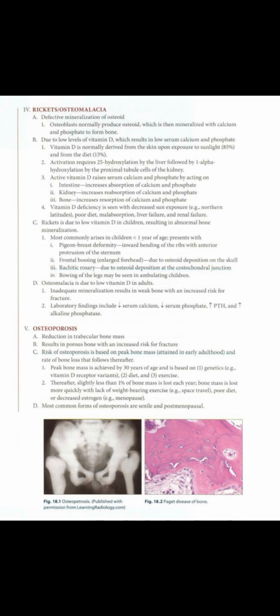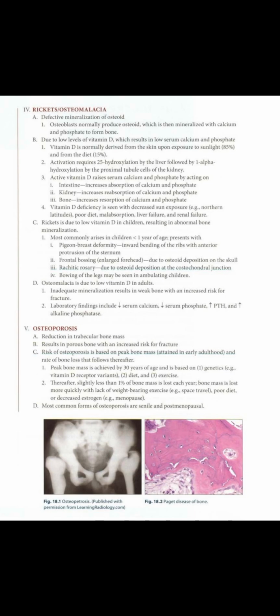Number 5. Osteoporosis. Reduction in trabecular bone mass results in porous bone with an increased risk for fracture. Risk of osteoporosis is based on peak bone mass attained in early adulthood and rate of bone loss that follows thereafter.